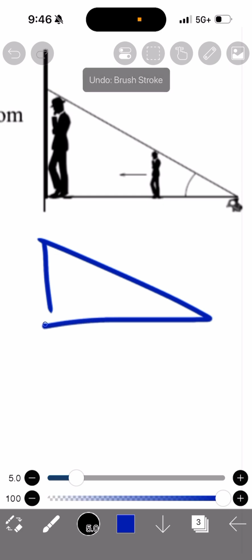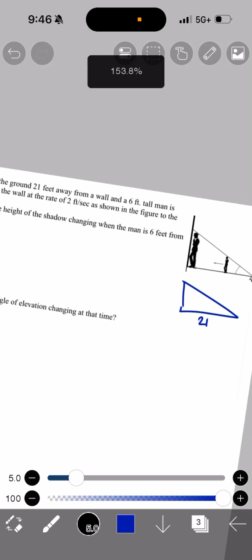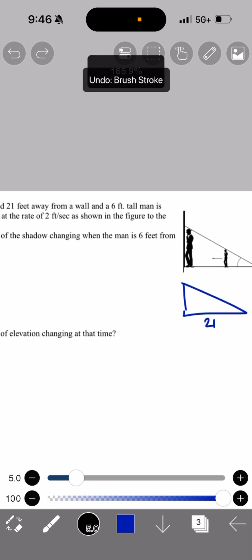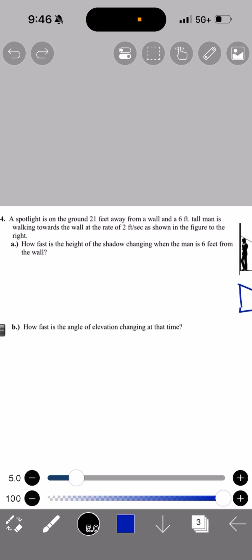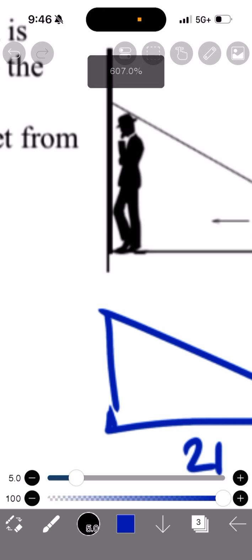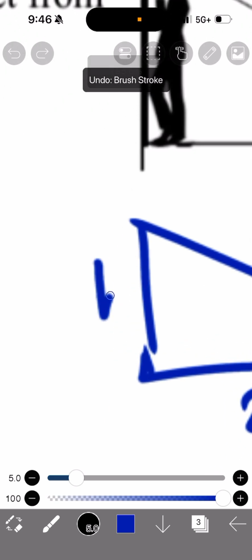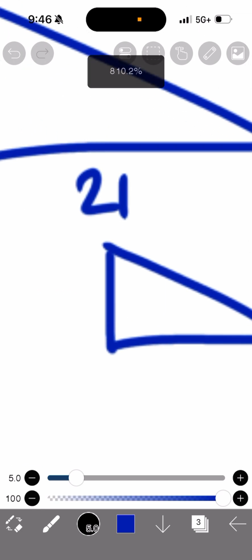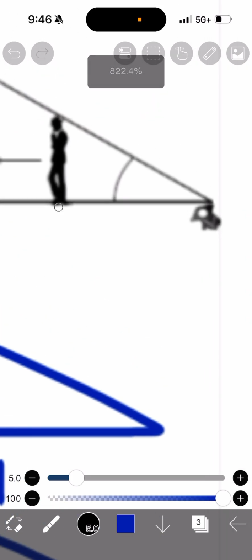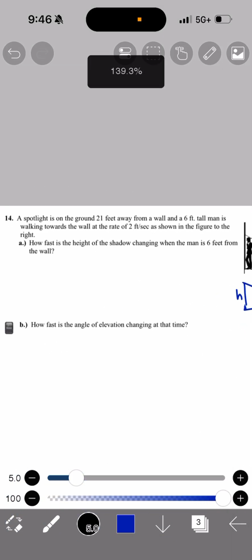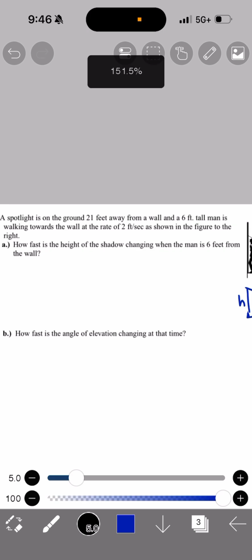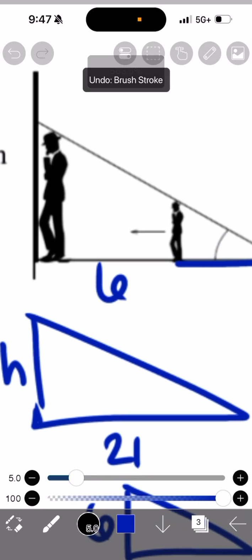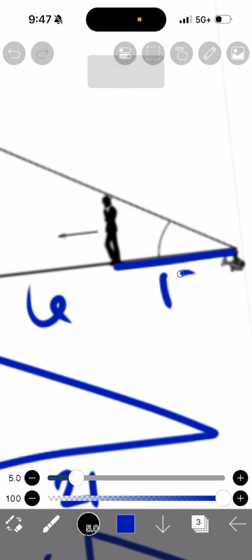I'm going to draw the big triangle first. We know that this is 21 feet over here. The spotlight is 21 feet from the wall. We don't know this height or its rate of change, so I'm going to label it h for height. Now I'm going to draw our tiny similar triangle. We know that the man is 6 feet tall. And we can figure out this length because the man is 6 feet from the wall, which would make this 15.